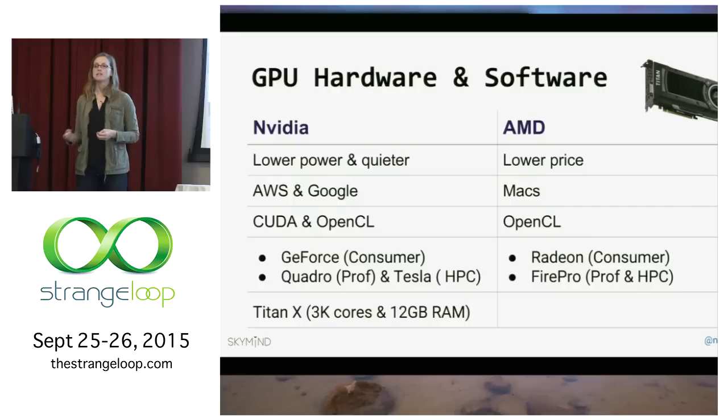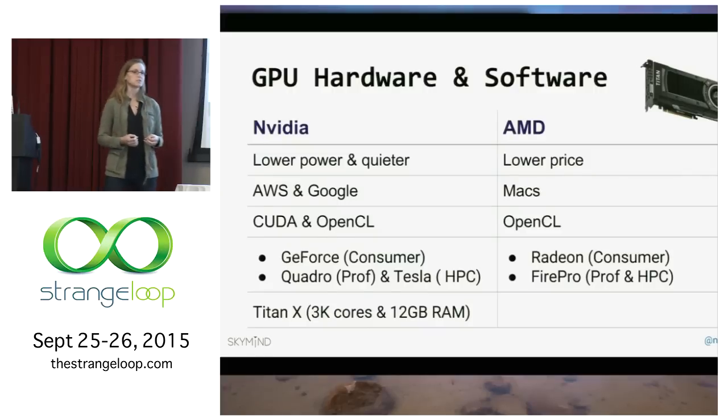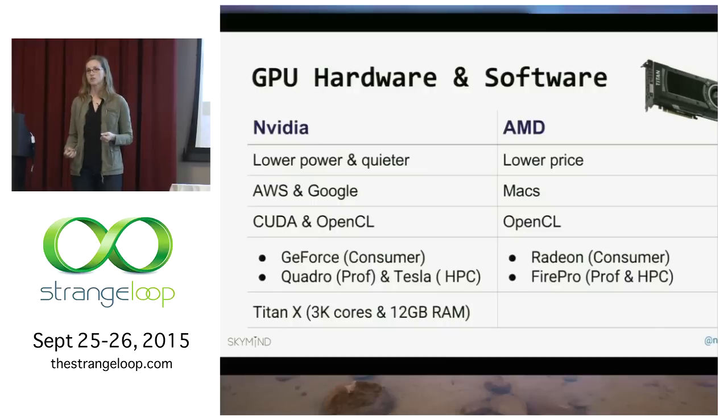CUDA, cuDNN, which is basically CUDA integrated specifically for deep neural nets, cuBLAS, which is especially for the matrix math components. These are software drivers that they've built out to make it easier to integrate with their cards and with their chips.